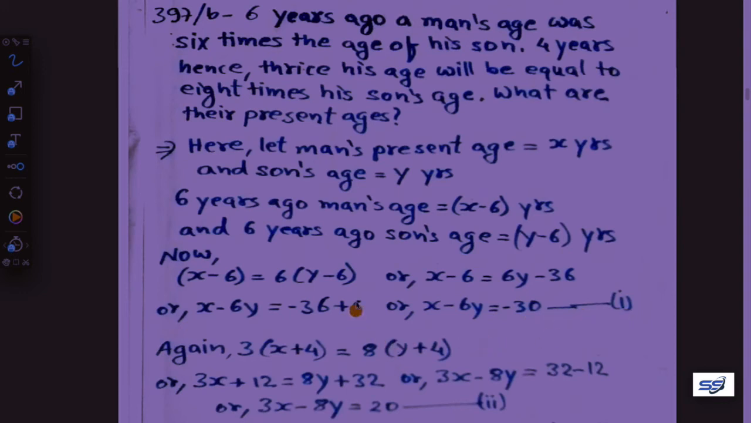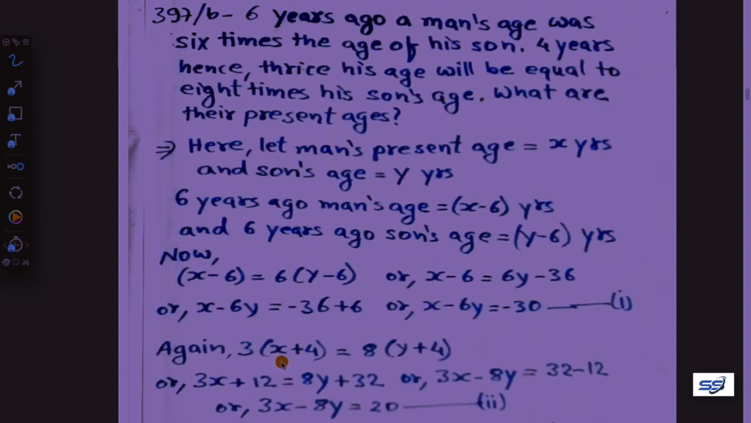Similarly, for the next condition, 4 years hence means later, so 4 shall be added. Thrice his age means the man's age x plus 4, multiplied by 3. So 3 into x plus 4 equals 8 times his son's age, which means y plus 4 multiplied by 8.